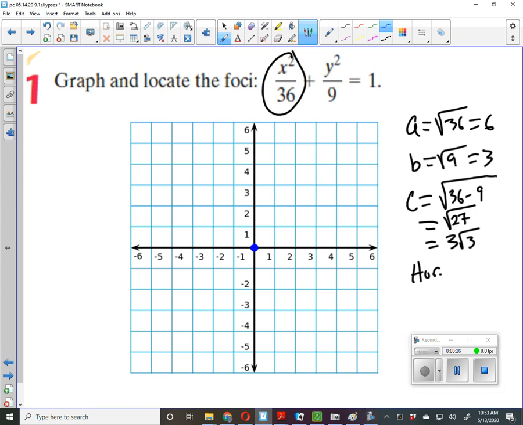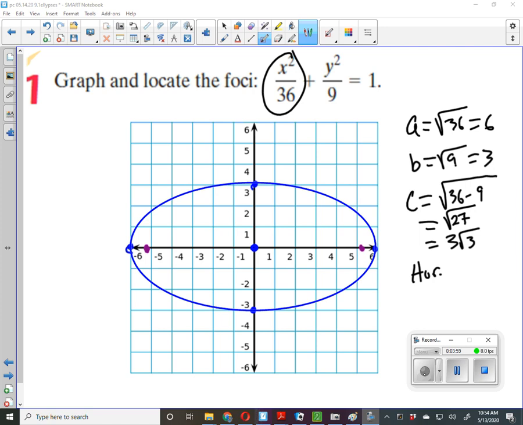Okay, my center of the ellipse is at 0, 0. My distance a goes from 0 to 6 and 0 to negative 6. My b value is plus or minus 3. And then my foci are at 3 root 3. And the question is, how big is 3 root 3? You can plug that in your calculator, but you know it's going to be a little bit bigger than 5. So that's going to go right about there. The square root of 27 is a little bit bigger than 5. Okay, and then from here, we're going to graph our ellipse and hopefully end up with a beautiful smooth curve. Horizontal ellipse.